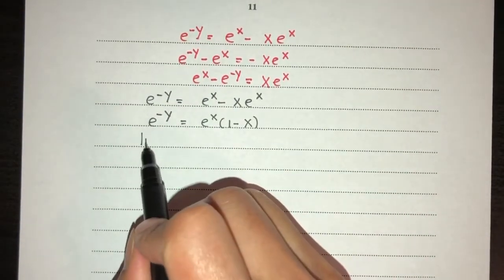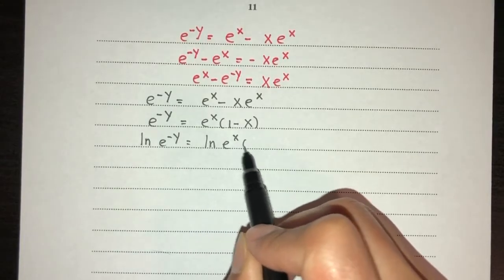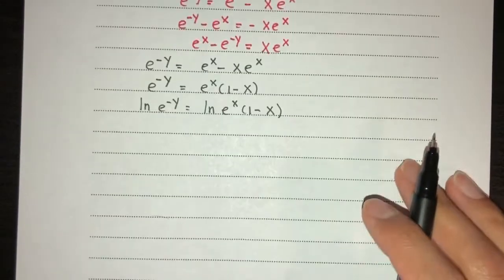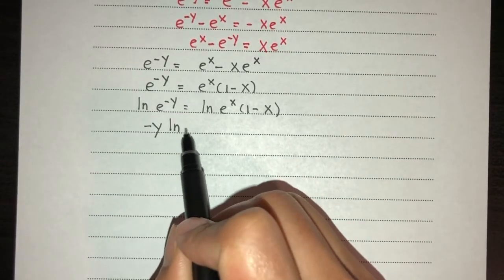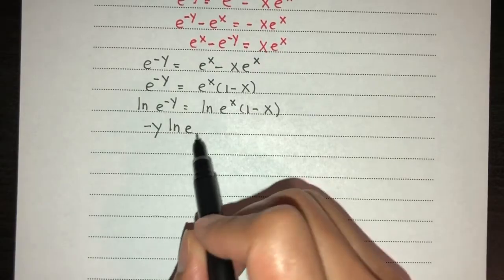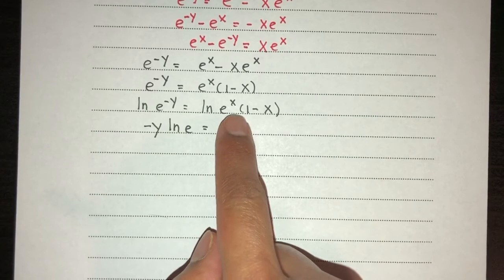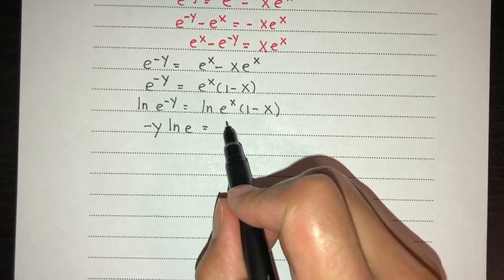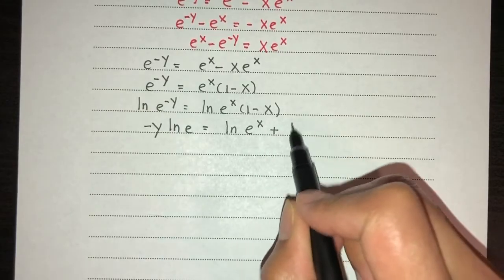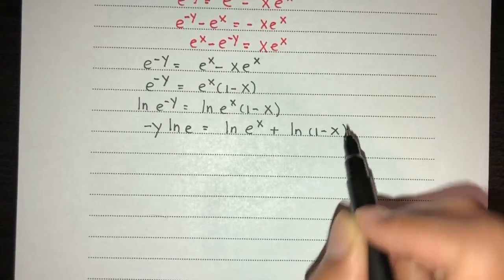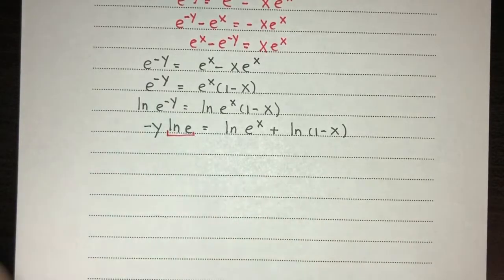Now take ln on both sides. You have 1 minus x. So we can bring this one down. That will become this, ln of e. And this, we can break this down into two parts. So by the laws of logarithm, because you have multiply, you can break this down into addition. That will become plus ln of 1 minus x. So ln of e will be equal to 1, so you will be cancelled.